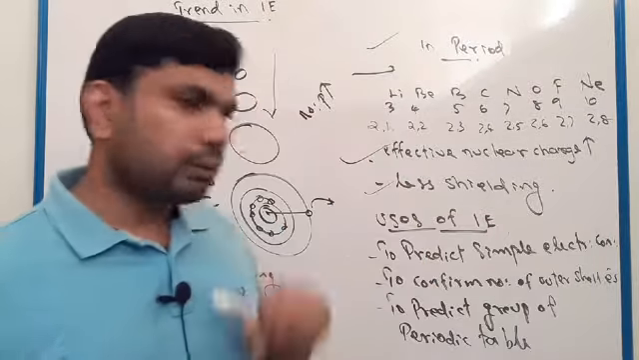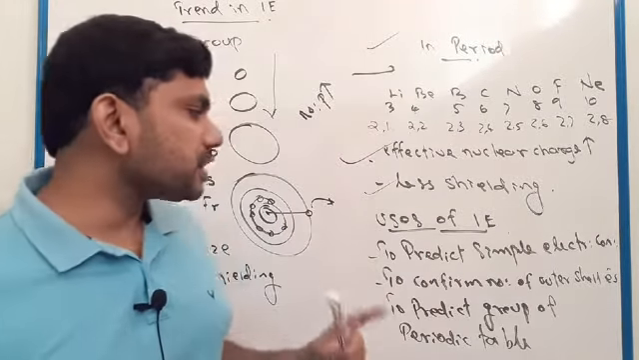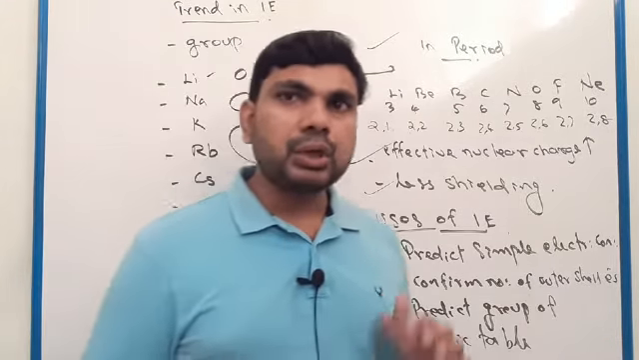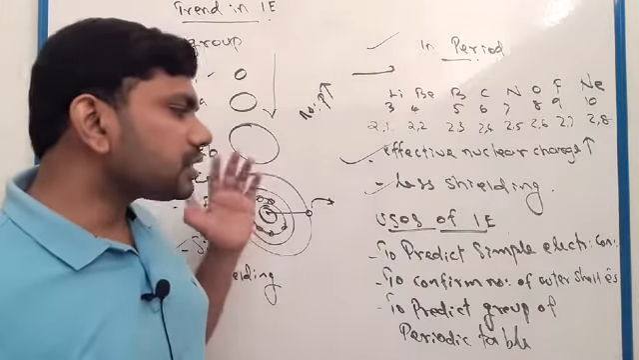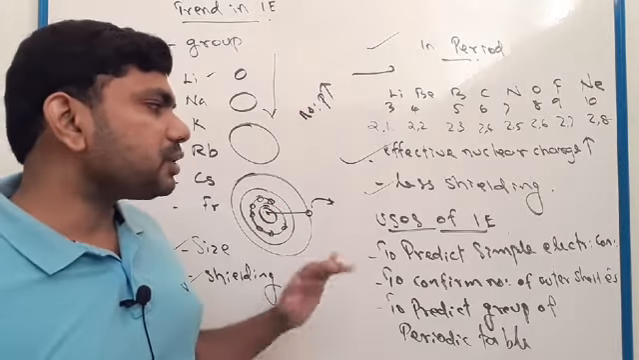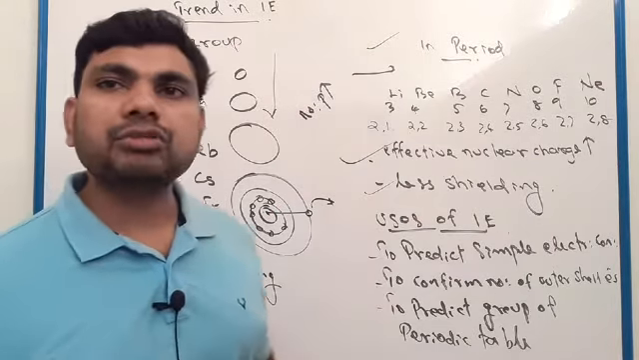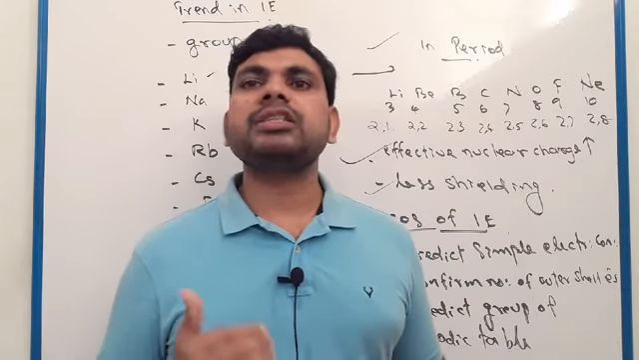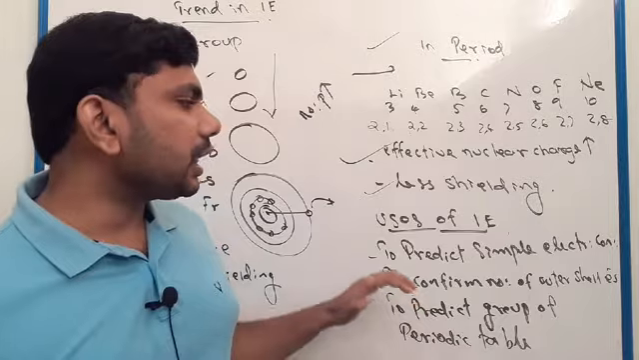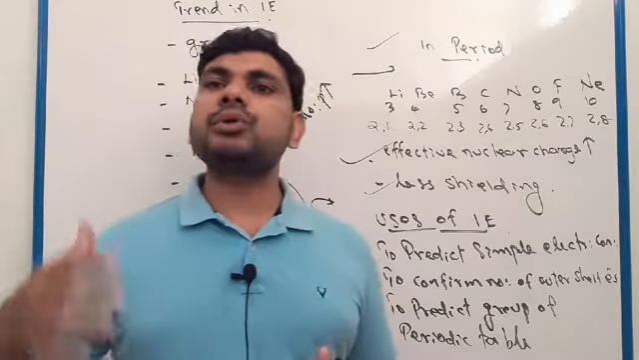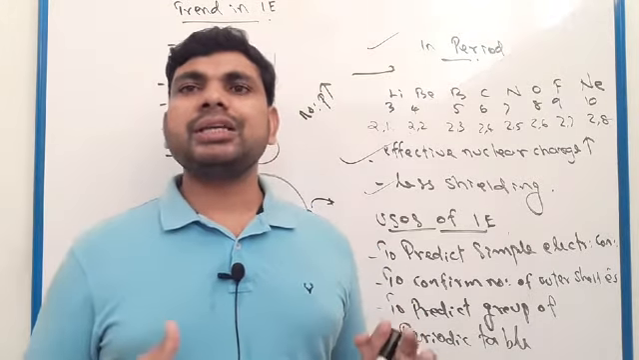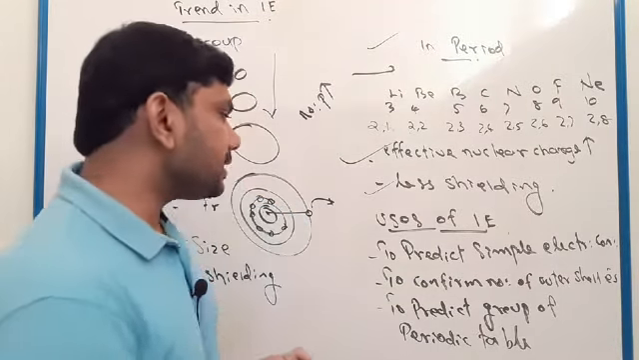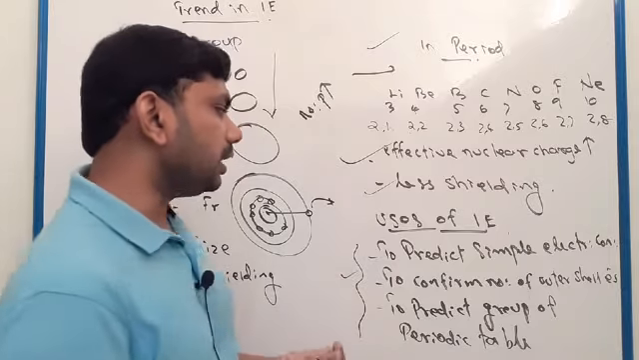Last point in this video, we have to discuss uses of ionization energy. Ionization energy helps to predict simple electronic structure. Also, ionization energy helps to find the number of outer shell electrons. Also, it helps to find the group in a periodic table. Okay, so these are some uses of ionization energy.